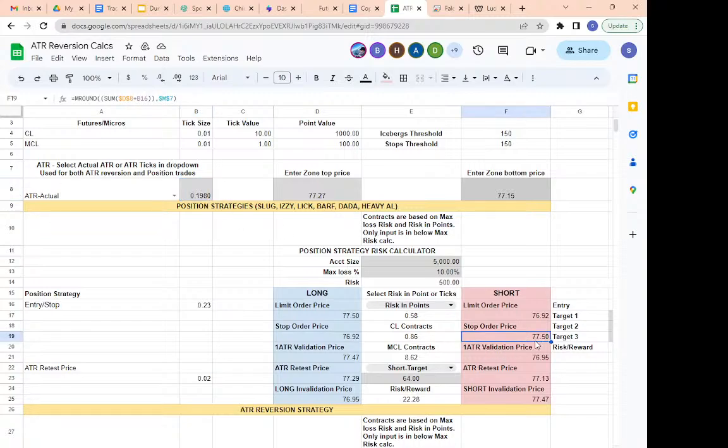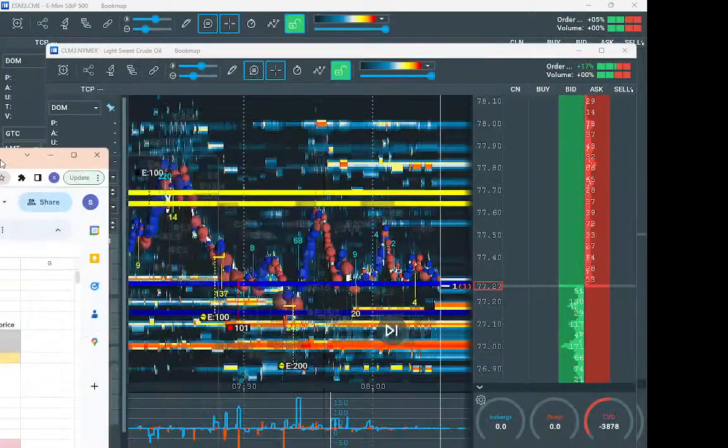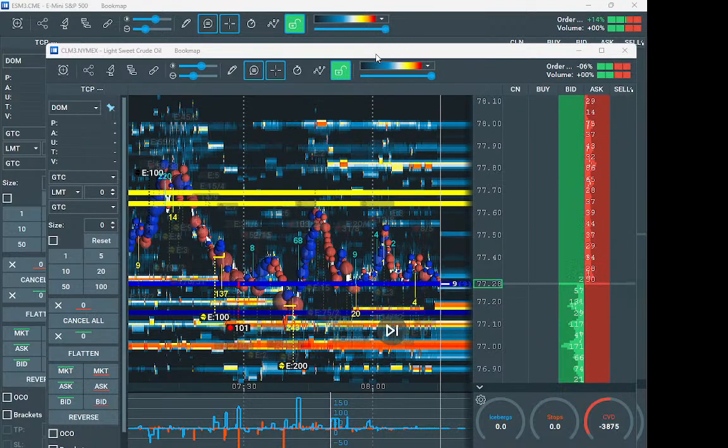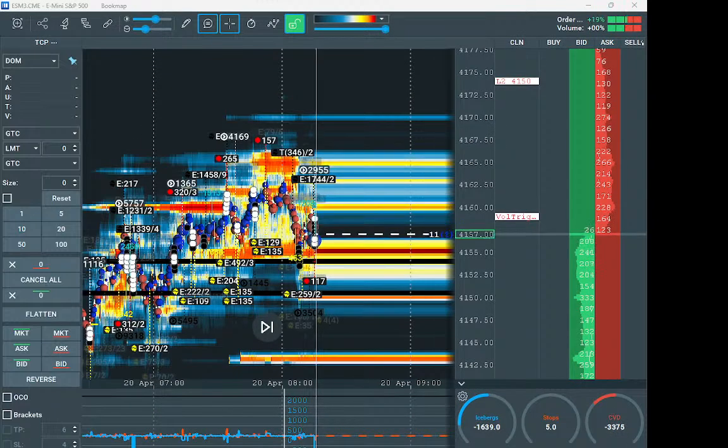So I got a stop out of this crude at 77.50. No, that's not right. Hold on. 76.92. All right, so that's working. I'm long crude. Don't X out of that. Wow, this mouse just sucks. I can't. Oh, goodness.